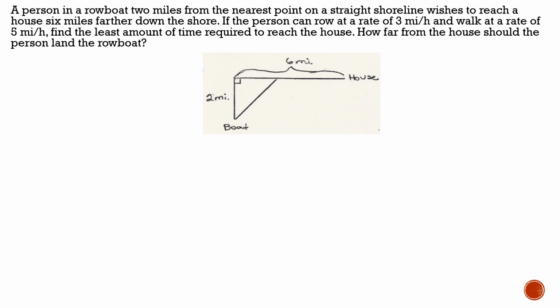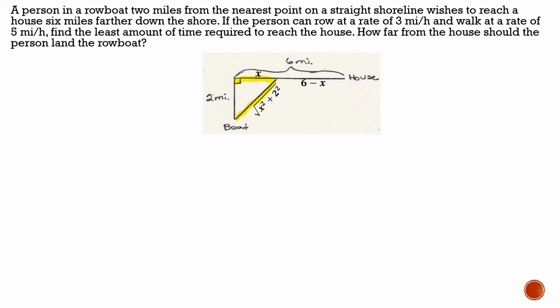All right, so the idea of what's going on here is this person is trying to figure out how far should I row, how far should I walk to get to this house in the least amount of time. So I'm going to start by labeling some things. The first thing I'm going to label is this piece right here. I'm going to label that x. Next, if that is x and the whole piece is 6, then the remaining part is going to be 6 minus x. Now I can also find this diagonal piece using the Pythagorean theorem since I have a triangle, and so I get the square root of x squared plus 2 squared, or x squared plus 4.